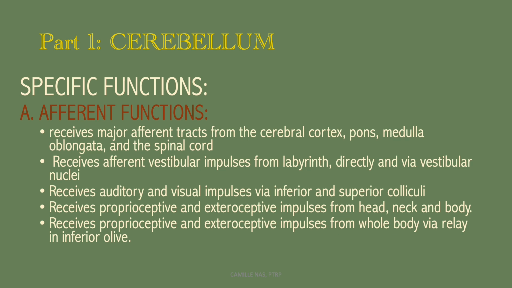And then it receives afferent vestibular impulses from the labyrinth directly and via vestibular nuclei. We will discuss this again later on. It receives auditory and visual impulses via the inferior and superior colliculi, receives proprioceptive and exteroceptive impulses from the head, neck, and body, which is very important for posture, receives proprioceptive and exteroceptive impulses from the whole body via relay in inferior olive, which is also important for posture and balance.